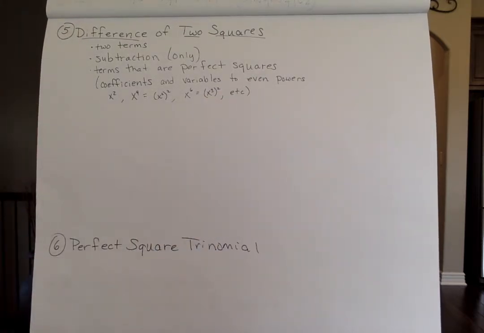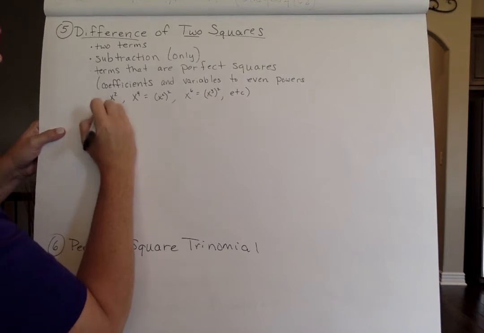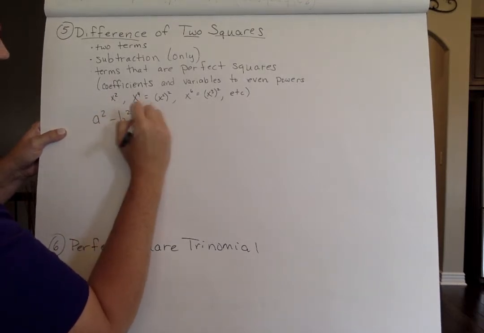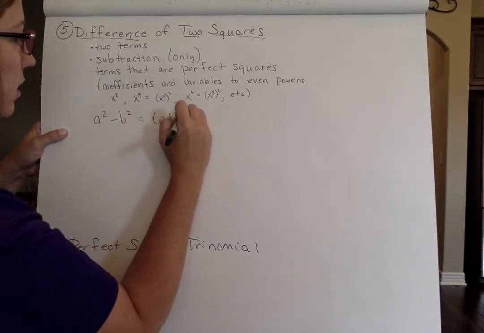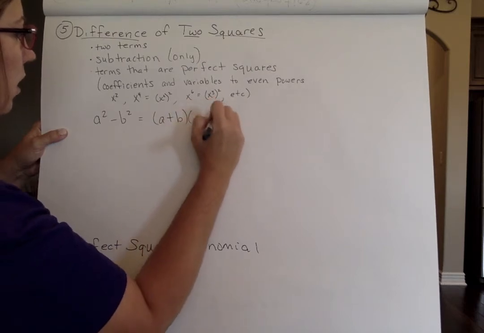Okay. Here's what it looks like. A squared minus b squared. It's the opposite of when we multiplied conjugates. We get a plus b, a minus b.